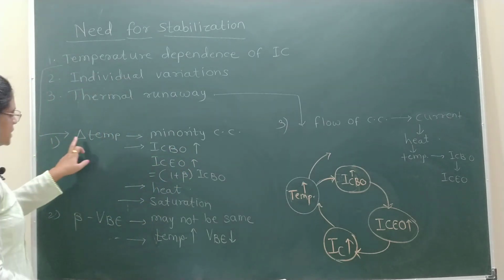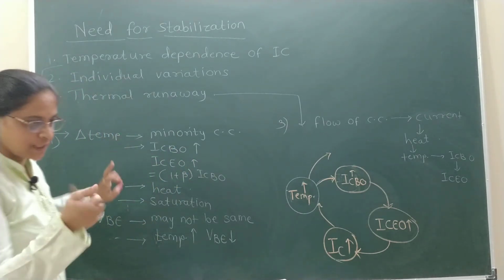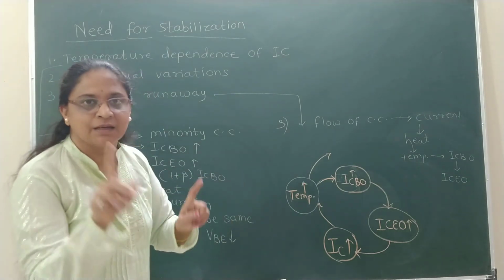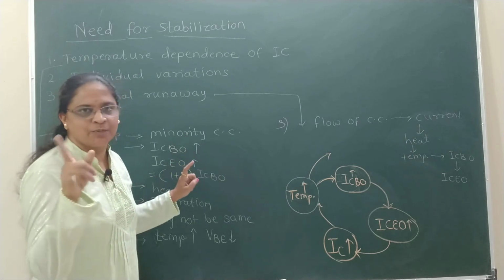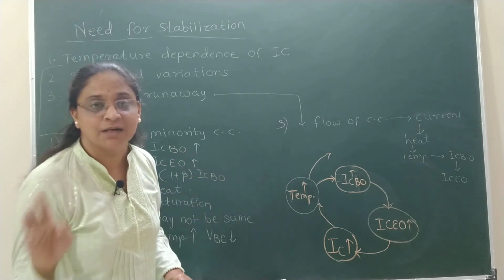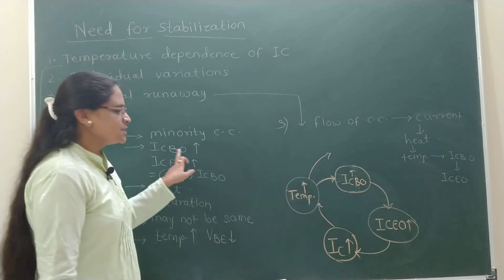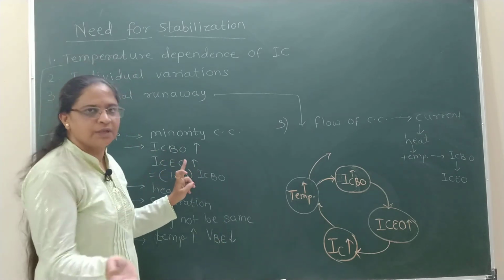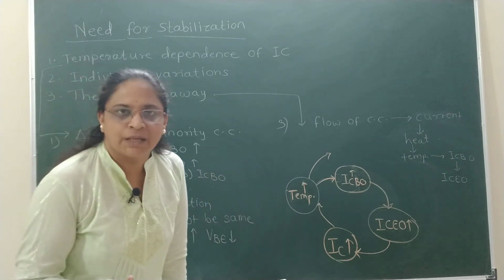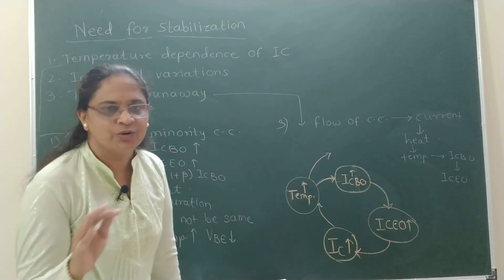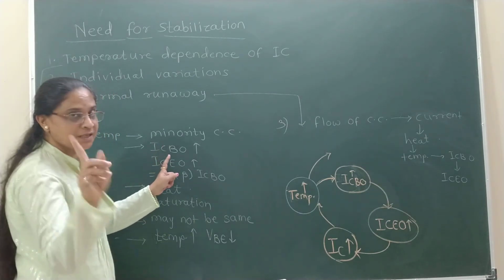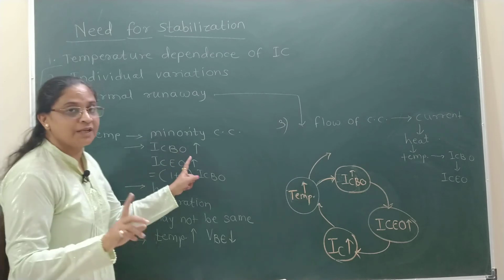So first, as temperature increases under reverse biasing, minority charge carriers will increase, and these minority charge carriers contribute to leakage current, unwanted current, that is nothing but ICBO. As temperature increases, due to the minority charge carriers, ICBO increases. What is ICBO? It is the current between collector and base where emitter is open.